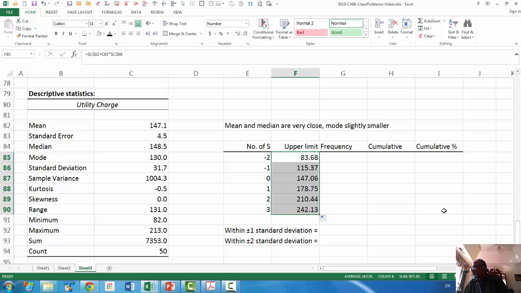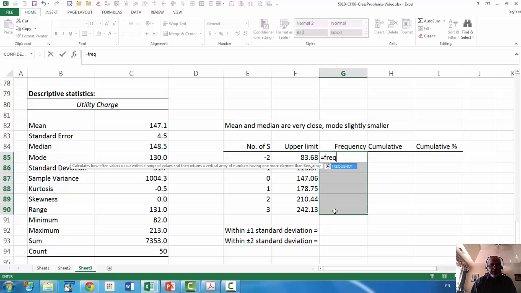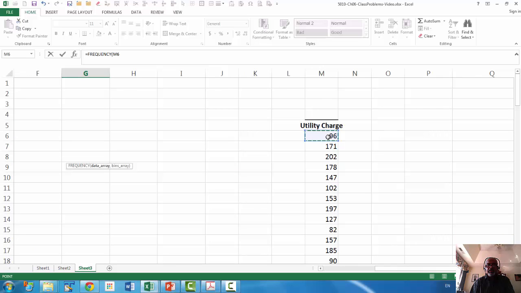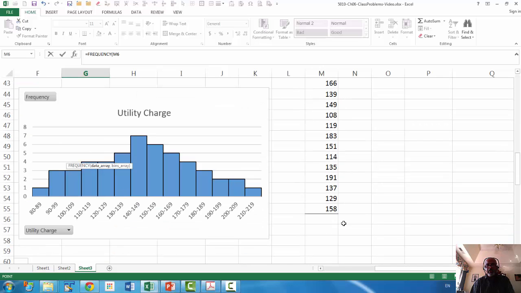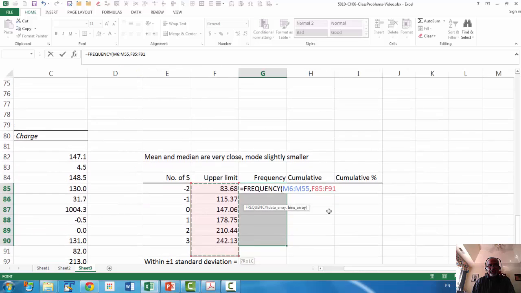Okay. Now we can run a frequency distribution. Remember frequency distribution, which is the array function. So first highlight and then do frequency, the data range. Don't include the label. Data range, comma, bin range. Bin range is the limits that we just got, and then Control Shift Enter.